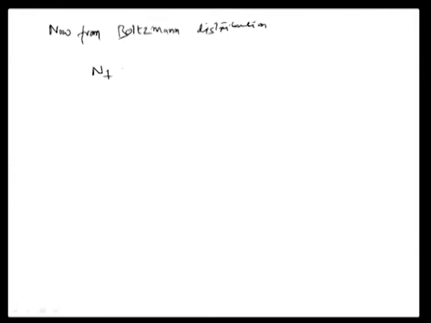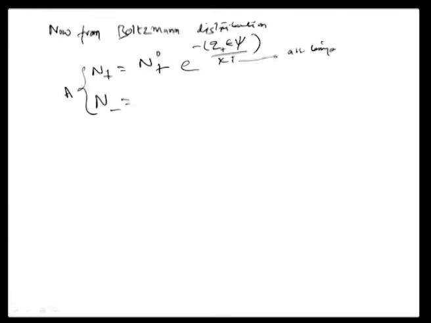the n plus 0, the number density near the point A, is equal to n plus 0 at infinity times the exponential of minus the total amount of work done, so z plus epsilon xi by kT, and this is also a function of the absolute temperature of the system. Similarly, the n minus at the point A, mind you, these are number densities at point A, these are number densities at infinity: n minus 0 e to the power of z minus epsilon xi by kT.